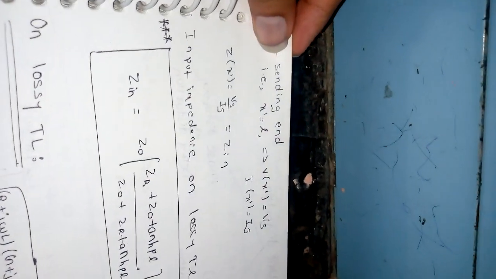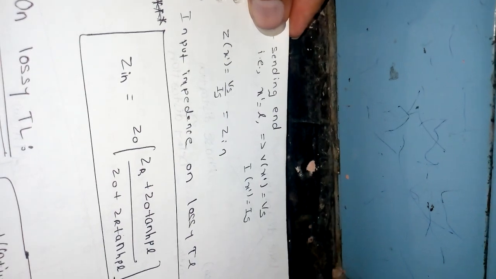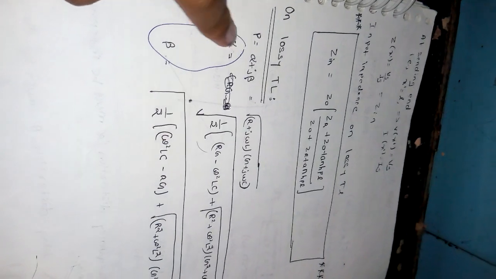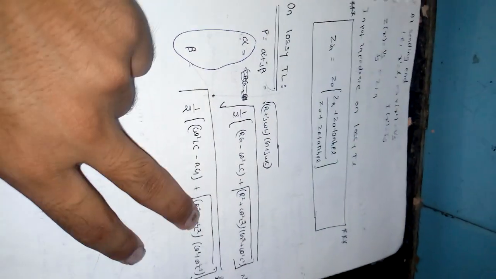At the sending end x' equal to L, then Vx' is Vs and Ix' is Is. So Zx' will be equal to Vs by Is equal to Zin. That is the input impedance of a lossy transmission line: Zin equal to Z0 times (Zr plus Z0 tanh γL) divided by (Z0 plus Zr tanh γL). On a lossy transmission line we have alpha and beta. No need to remember this, because questions will never be asked to find alpha and beta directly.